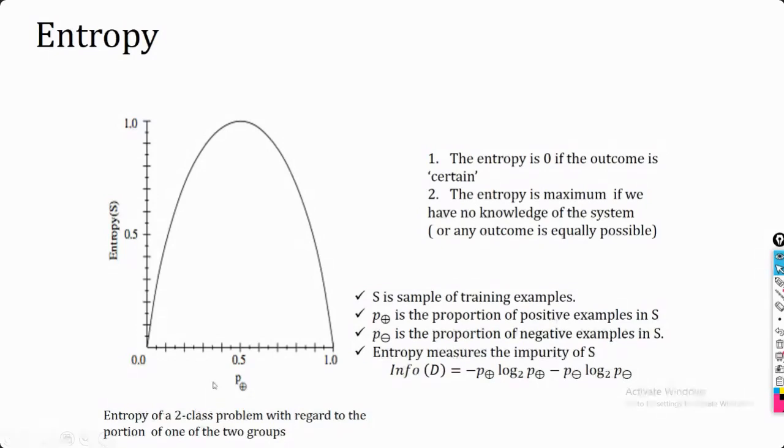Suppose this is representing the probability of your positive class. If the probability of your positive class is 100%, that means all of the instances fall into this class only. So in that case your entropy is going to be 0. And if none of the instances fall into the positive class, that means they all fall into the negative class. In that case also the entropy is going to be 0.